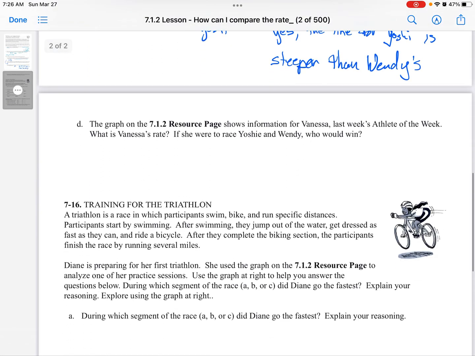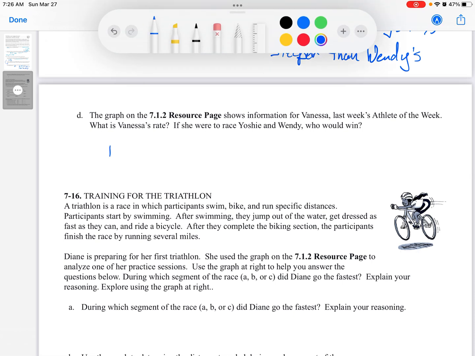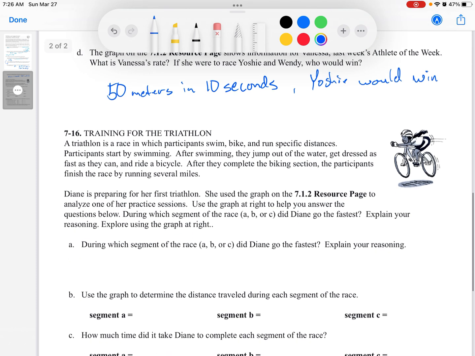So let's go back down here. What is Vanessa's rate? She goes 50 meters in 10 seconds. If she were to race them, who would win? Yoshi would win. It looks like there's an E there, so maybe I have that wrong. It's Yoshi without the IE. I could have misspelled that a couple times. All right.